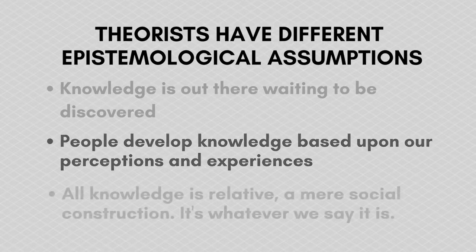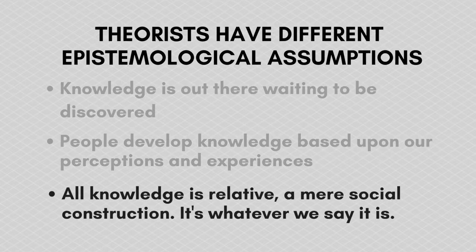Still further along this spectrum is the relativistic view that believes that knowledge is a social construction. In essence, whatever we treat as knowledge is knowledge. There is no universal or absolute truth. These are epistemological positions that are getting at this notion of knowledge.